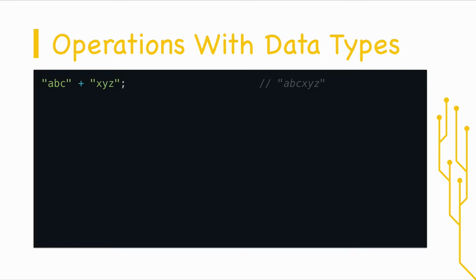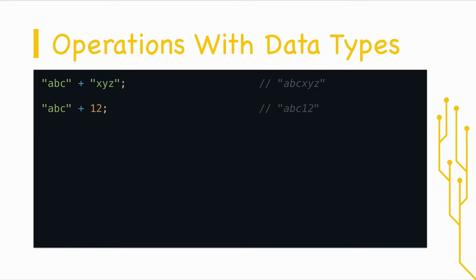So in JavaScript, whenever you add two strings together, they are basically just added side by side. They're concatenated side by side. So in the resulting output, we'll have the first string and the second string added at the end of the first string. So ABC plus XYZ results in the final string ABCXYZ. And that is how operations with strings work.